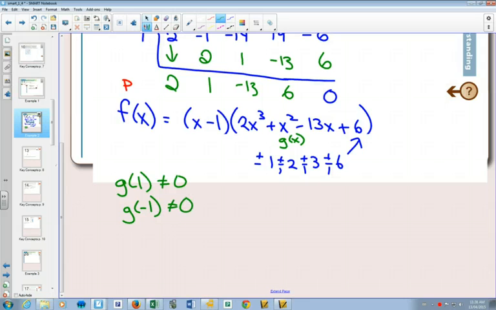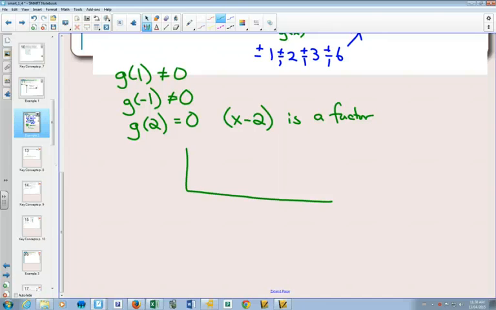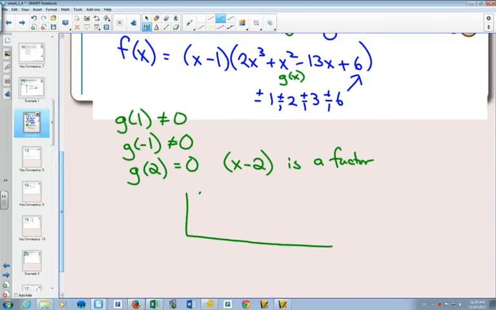So next I'd probably go to 2. 2 cubed is 8 times 2 is 16 plus 4 is 20. Minus 26 is -6 plus 6 is 0. So when I plugged in 2, I got 0. What does that mean? X minus 2 is a factor. And so now we can do synthetic division with that second function. The coefficients are 2, 1, -13, and 6. And we would put a 2 outside.